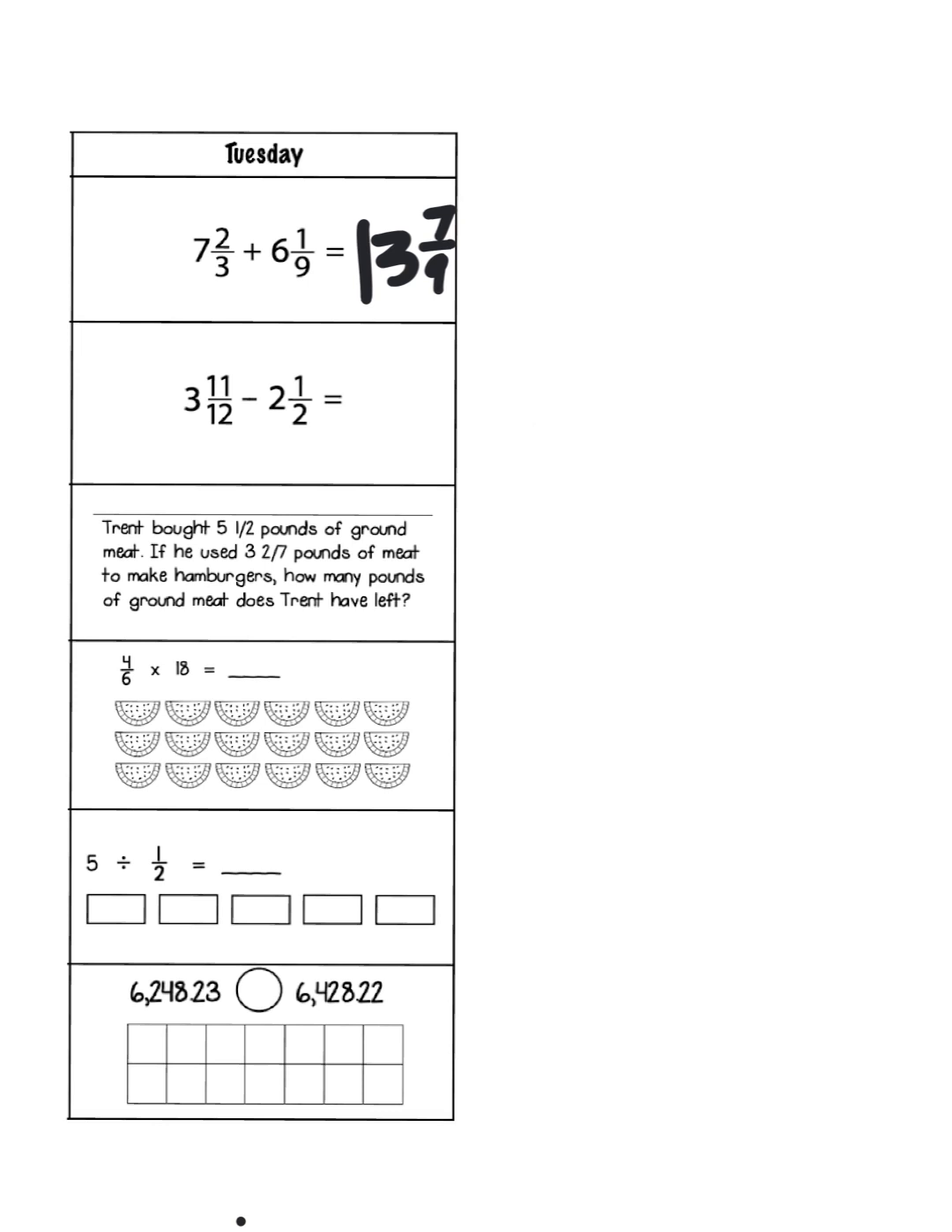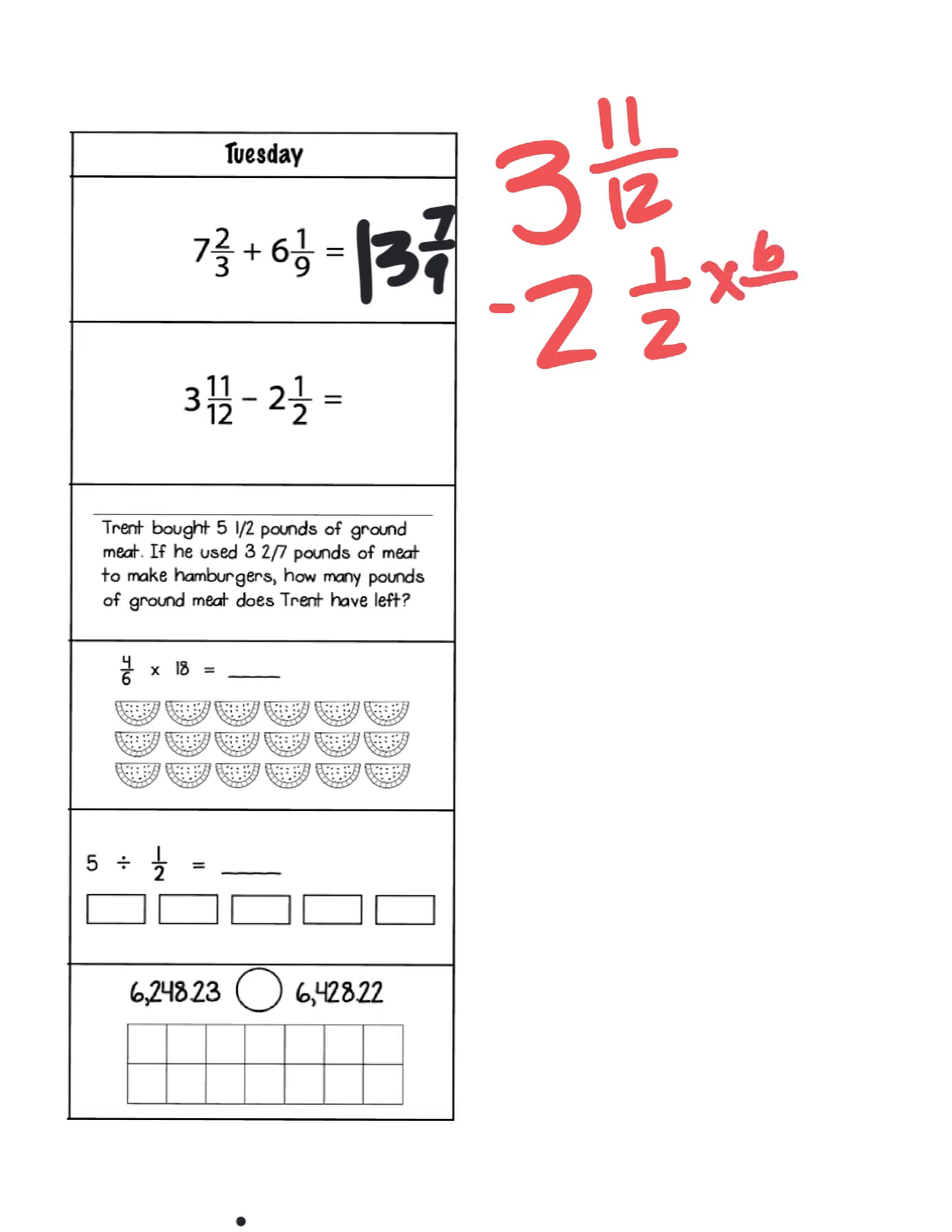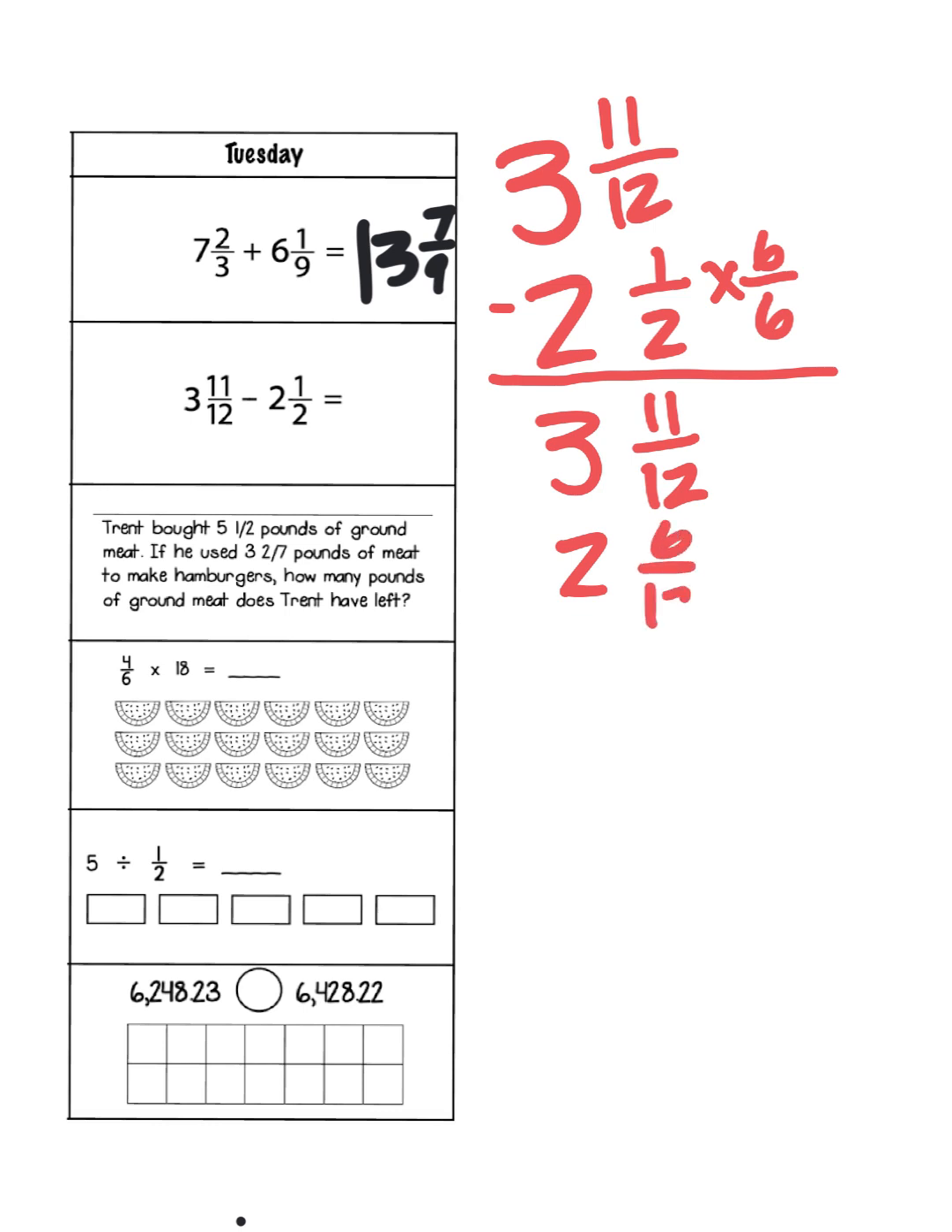Number 2, we are subtracting mixed numbers. We have 3 and 11/12 minus 2 and 1/2. We need a common denominator here. I am multiplying 1/2 by 6 in order to get my equivalent fraction. So I will rewrite the problem using that equivalent fraction, 2 and 6/12. Now I'm ready to subtract.